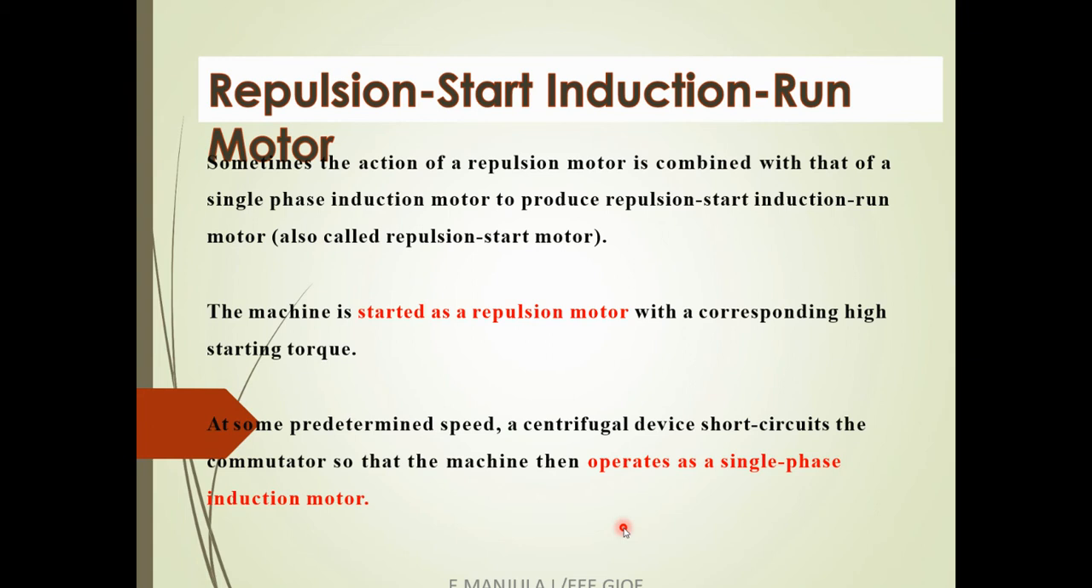So, repulsion start and induction run. Sometimes the action of the repulsion motor is combined with that of a single phase induction motor to produce repulsion start and induction run. It is also called a repulsion start motor. The machine is started as a repulsion motor with a corresponding high starting torque, and at some predetermined speed a centrifugal device short circuits the commutator so that the machine then operates as a single phase induction motor. So both will be operated. We call it a repulsion start and induction run motor.